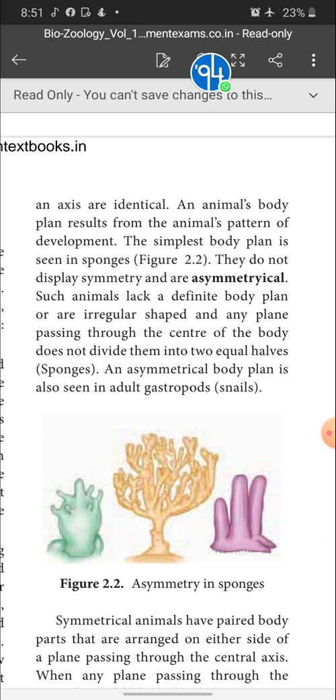In sponges, they lack a definite body plan. They don't have any body plan or any arrangement of the body. They are irregularly shaped, and any plane passing through the center of the body does not divide them into two equal halves. Example, sponges. An asymmetrical body plan is also seen in the snail, a gastropod.